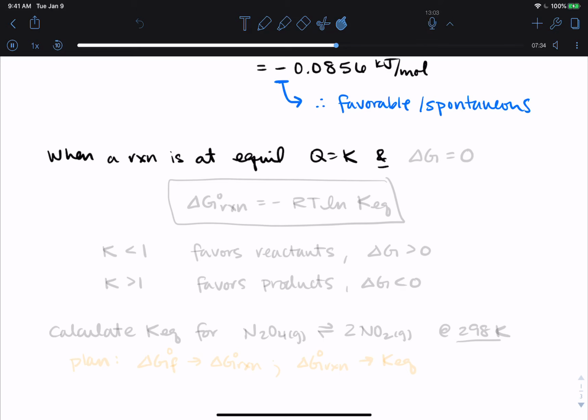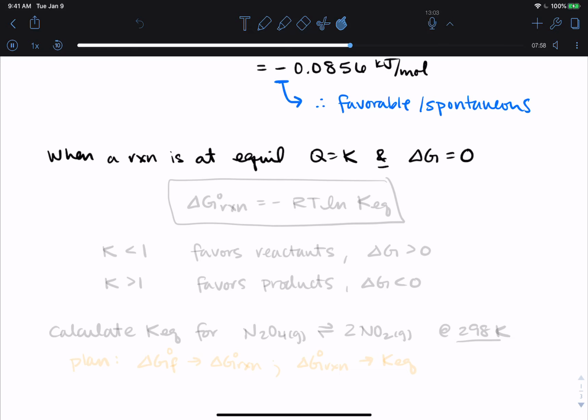Delta G, without the little circle, so non-standard delta G, is 0, right? Our reaction isn't actually going forward or backward. It's neither spontaneous nor non-spontaneous. So it's neither favored nor non-favored. So my delta G is exactly equal to 0.